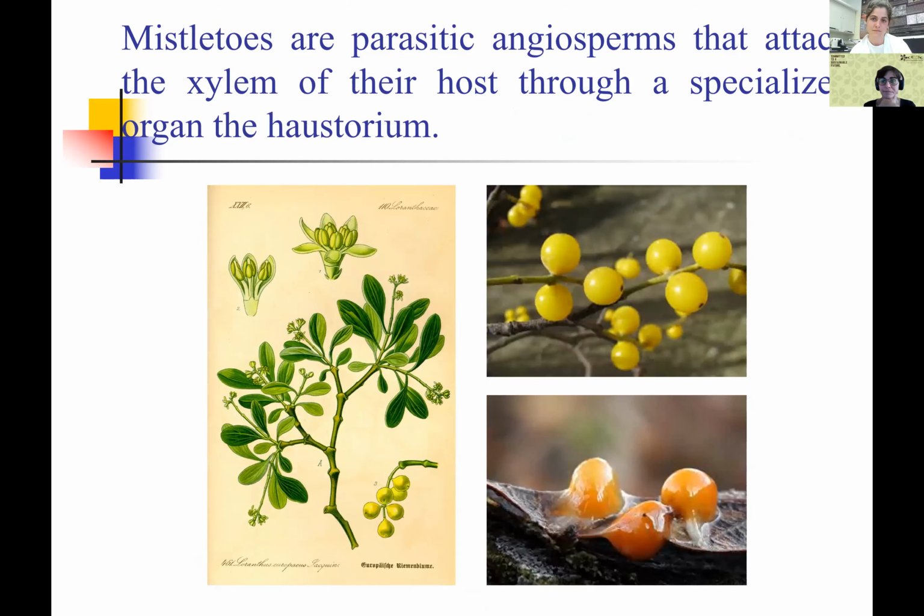Mistletoes are parasitic angiosperm plants that attack the xylem of their host through a specialized organ, the haustorium. Here you can see the haustorium that can attack the stem.